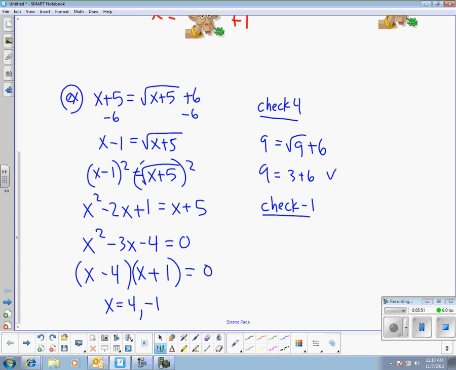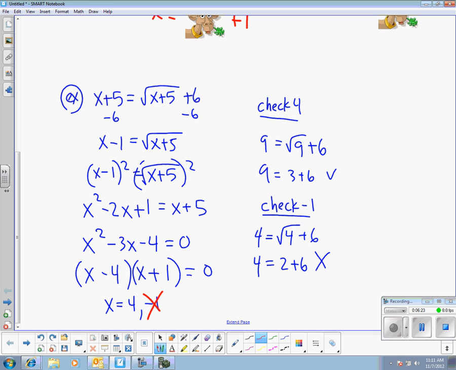All right, checking negative 1, I get 4 on the left. I get the square root of 4 under the radical plus 6. So does 4 equal 2 plus 6? Obviously not. So negative 1 is out. It's an extraneous solution. So 4 is my solution. Negative 1 is not. I just said a minute ago that it doesn't happen very much. It might happen more than I was thinking at the time that I said that, so definitely check them all.